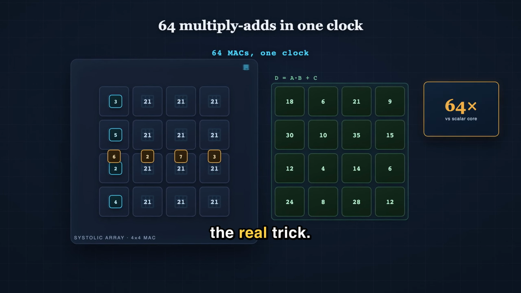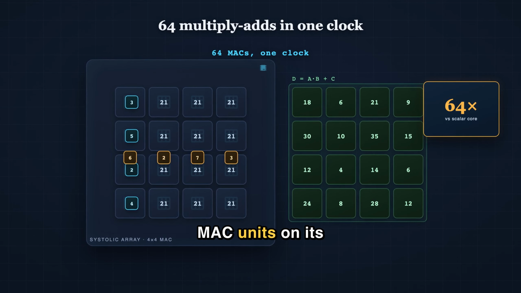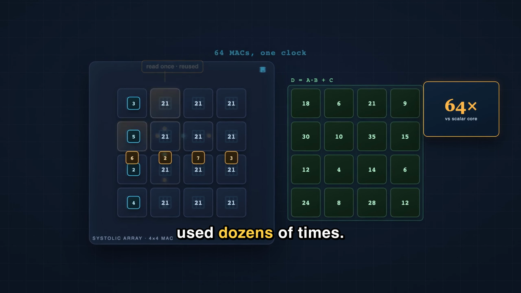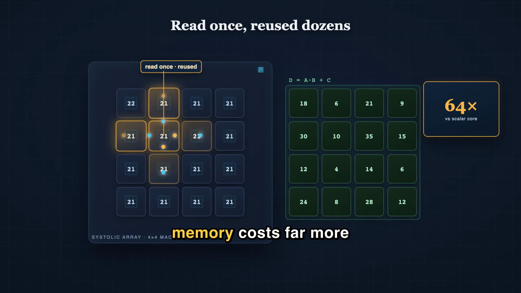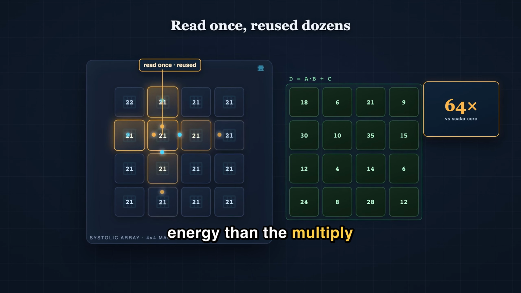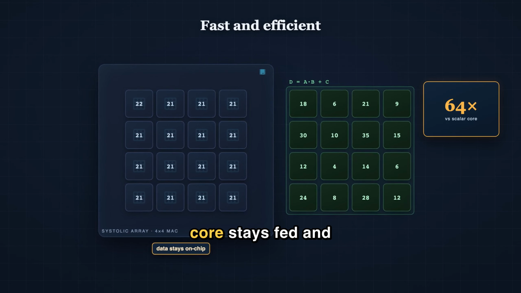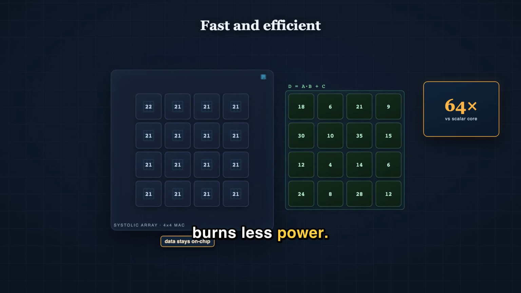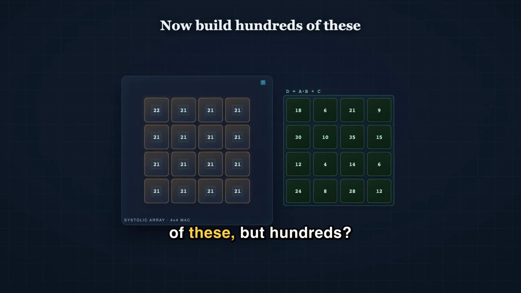But raw count isn't the real trick. As numbers flow through the grid, each one gets reused by many MAC units on its way through, read once, used dozens of times. That reuse is the whole point. Fetching a number from memory costs far more energy than the multiply itself. By passing data cell to cell instead of refetching it, the tensor core stays fed and burns less power. That's why it's both fast and efficient. So what happens when you don't build one of these, but hundreds?